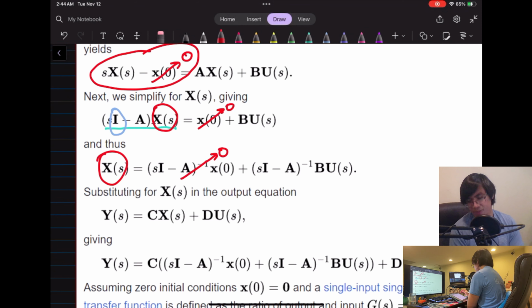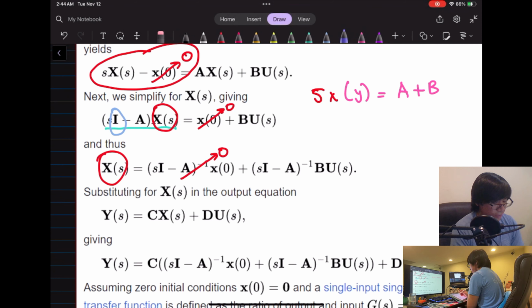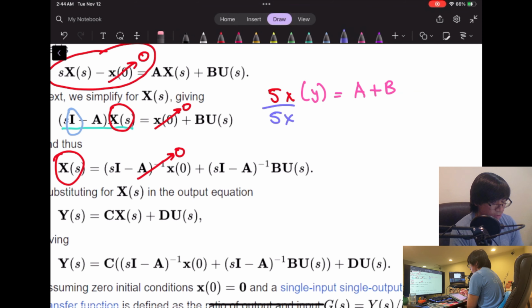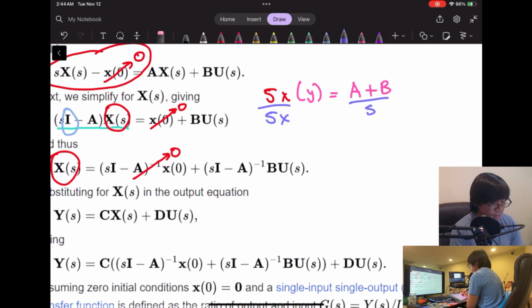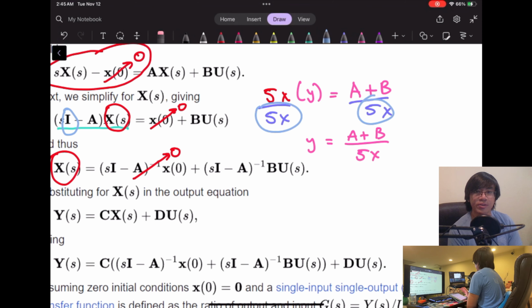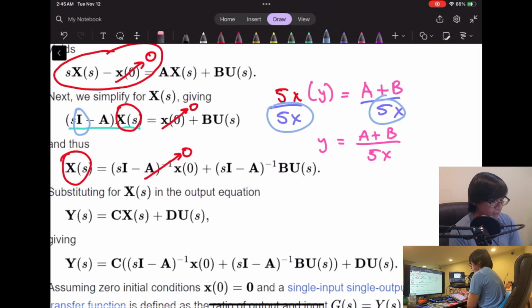So think of the inverse as the reciprocal of a matrix. When we usually do algebraic manipulation, we divide by the same thing on both sides, so it cancels out. Essentially, this is the same thing as what we're doing. This reciprocal here is treated as an inverse in matrices. So we have to keep that in mind.